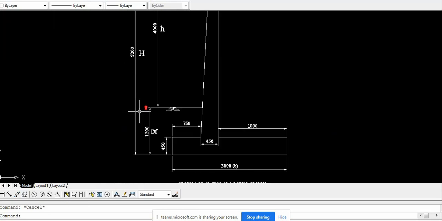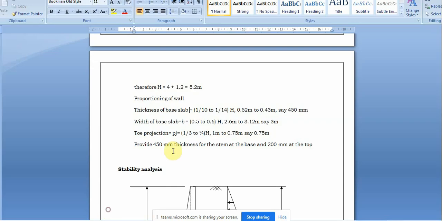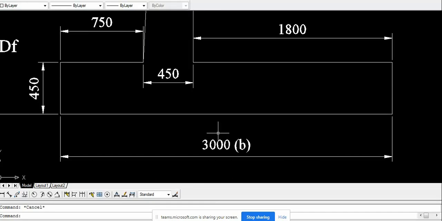This slab should be in between H by 10 and H by 14. H is 5.2, so 5.2 divided by 10 we get 0.52, and 5.2 divided by 14 we get 0.43. So the thickness should be in between this. So we are assuming 450 as the thickness, which lies in between. Next comes the width of the base slab. Width is nothing but B. We can see in the diagram this is B here, the width of the retaining wall.